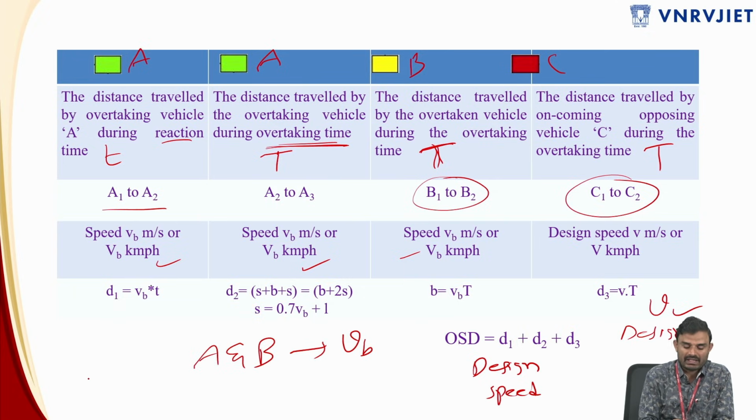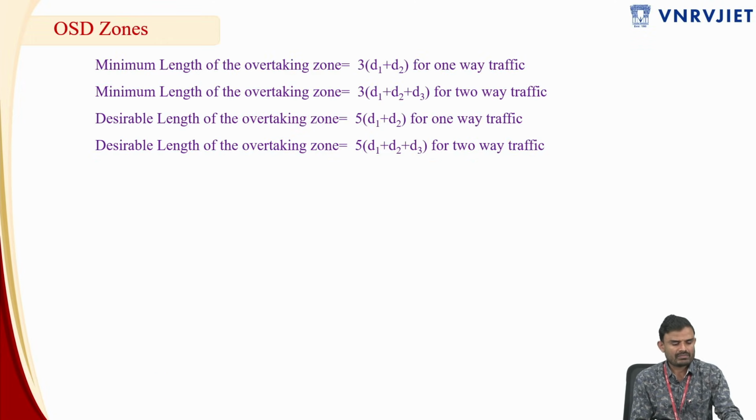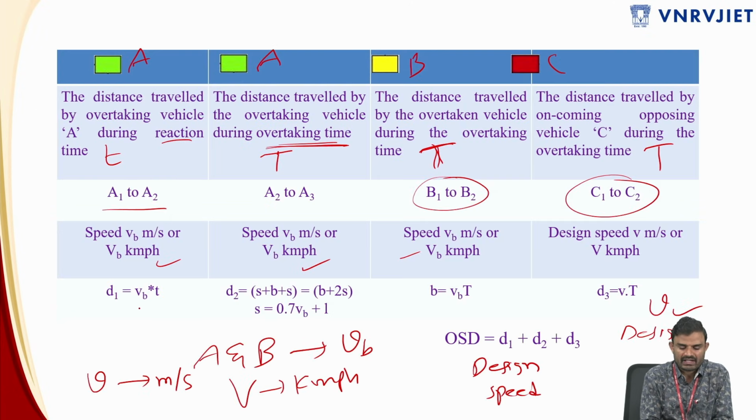Wherever I am writing small v here, this is in meters per second. The unit for the speed is meters per second. Wherever the question is given, it is mostly given in capital V, which is kilometers per hour. So this is the nomenclature, the terminology involved over here. You can see the derivations over here. D1 is the distance traveled by vehicle A during the reaction time, at the speed VB. Therefore D1 is equal to VB into reaction time small t.